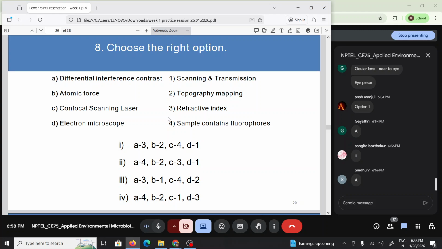Here the microscopy has to be matched with the operation principle or the kind of image that it is going to give. So does anyone have any idea of what is a differential interference contrast microscopy and for what we use it for?